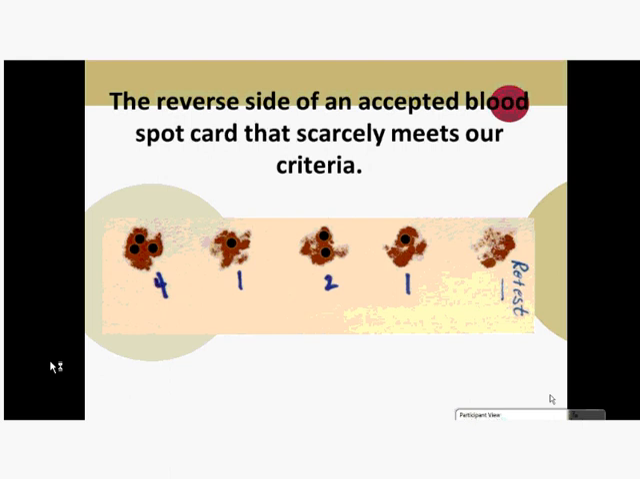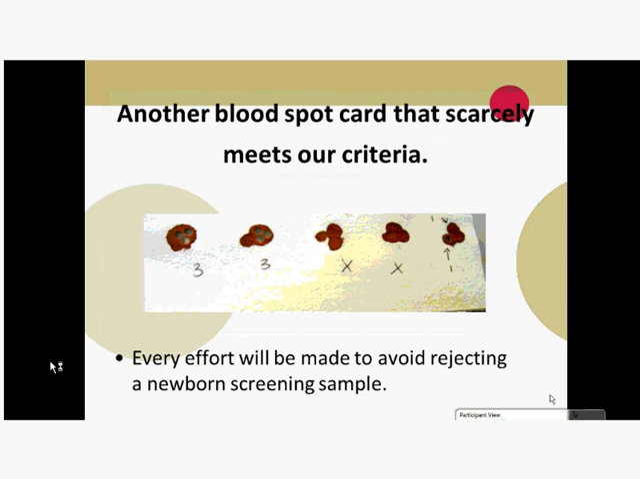Every effort will be made to avoid rejecting a newborn screening sample. This is an example of a sample that scarcely meets our minimum criteria for acceptance. On days when the technicians are processing over 1,000 samples, punching difficult samples can significantly slow things down. Note the directions handwritten on the card as an aid to the technician punching the card.